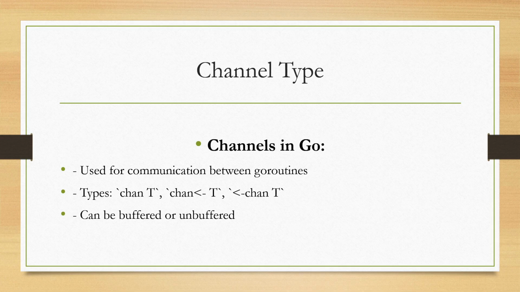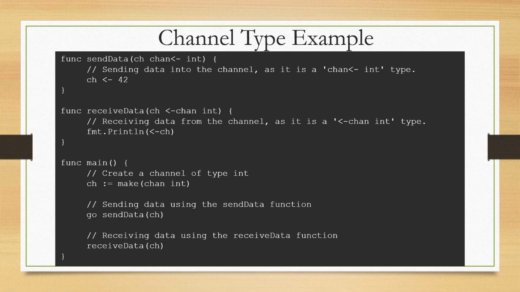So why does this matter in real world coding? Well, if you are building something like a messaging app or a backend service that can handle multiple tasks at once, channels help you manage how those tasks talk to each other without getting in each other's way. They are super useful for writing clean, efficient and concurrent code. So this is the example of a channel type in Golang. Now let's see it in the code itself.